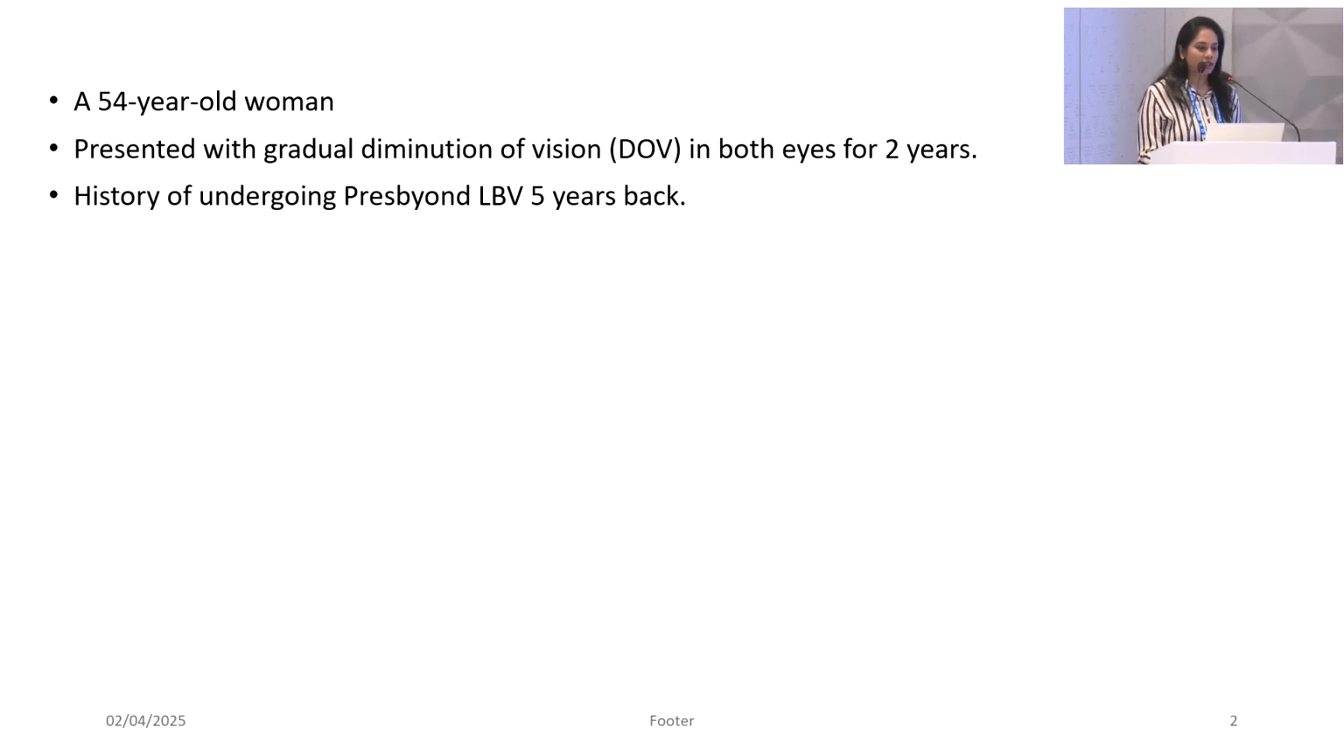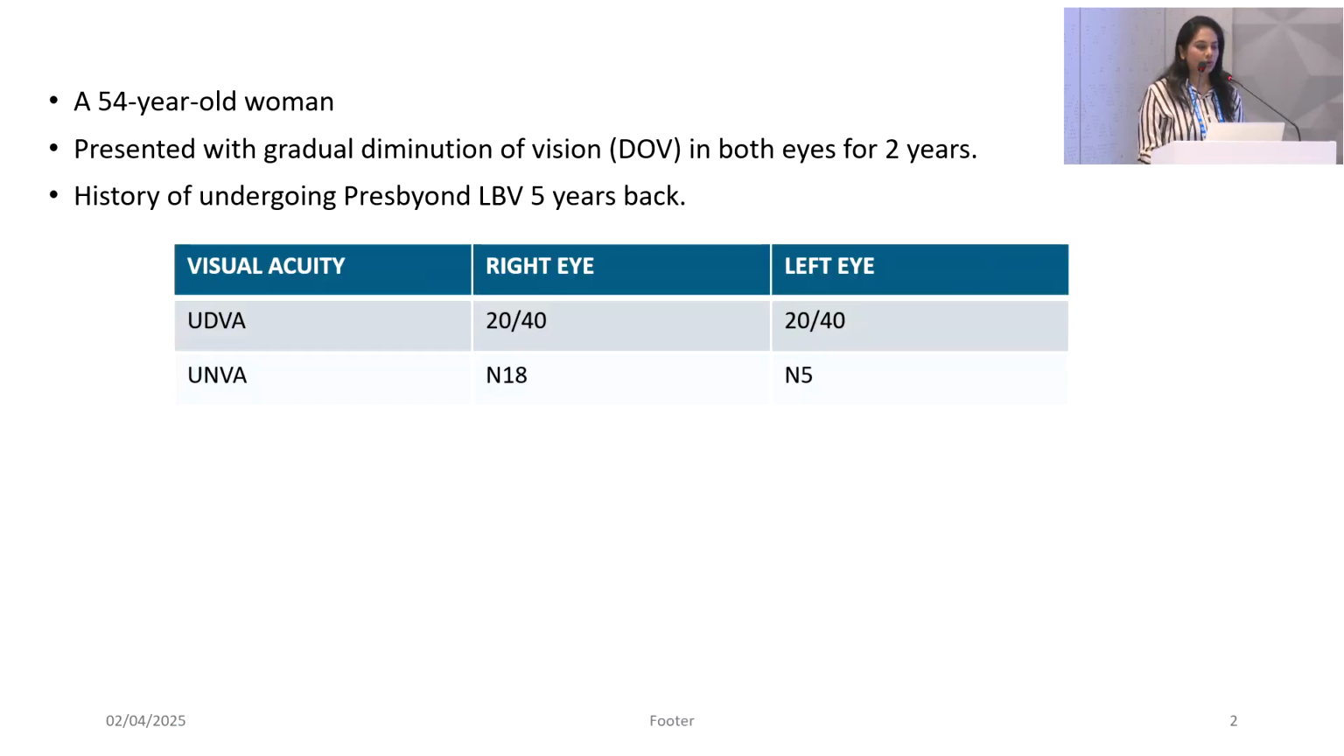So a 50-year-old woman has come to her OPD with gradual diminution of vision in both eyes since 2 years. She also gave the history of undergoing presbyon laser blended vision correction 5 years back. Her uncorrected visual acuity for distance was 20/40 in both the eyes, and for near, the right eye was showing N18 and the left eye was N5.